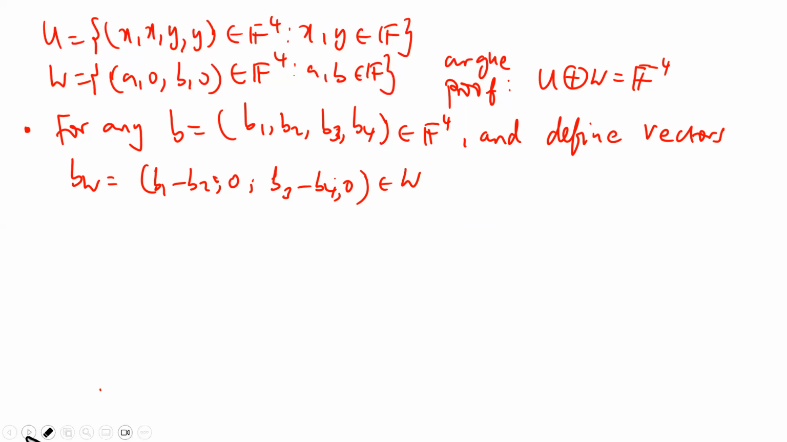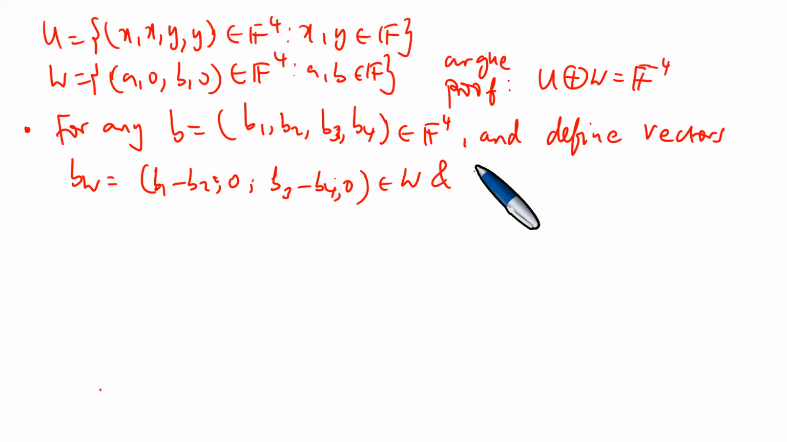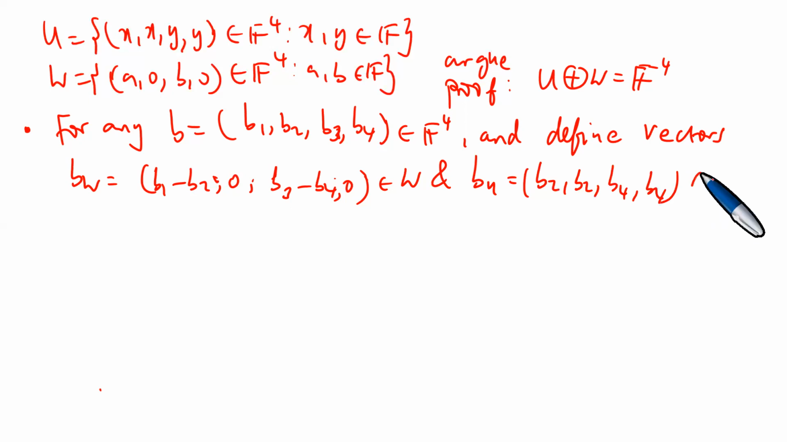Having the eraser. So consider a b that is a b in W and a b in U. How does a vector in U look? It has two same components at the beginning and the same last components at the end. So you can call these b2, b2, and then b4, b4, like this, and it is in U. Now, b_U plus b_W is equal to what?